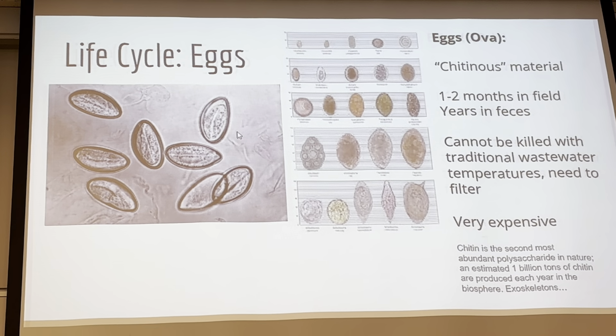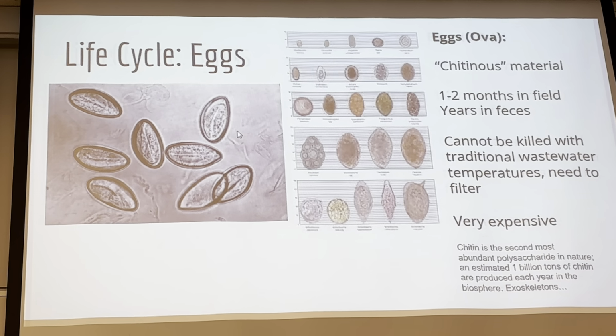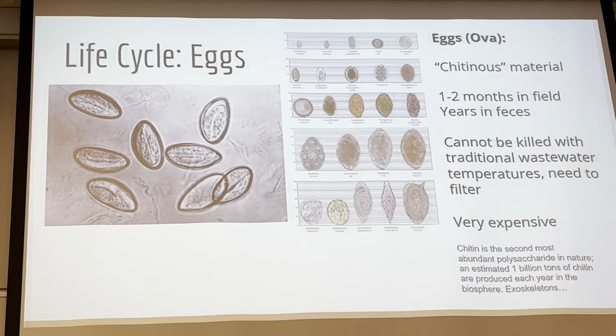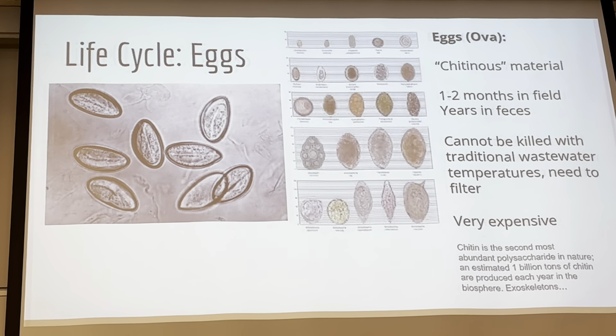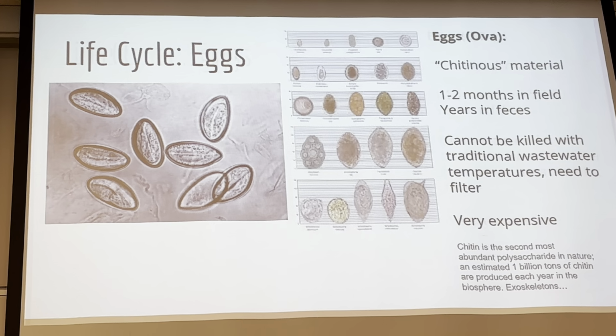Okay, so let's talk about the life cycle. So we have eggs or ova. Now as we move into helminths, this is one of their life cycles. We worry about this life cycle a lot because some helminths can lay millions of eggs, like hundreds of thousands of eggs in one helminth. So we worry about eggs a lot.